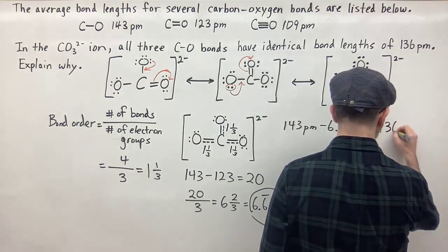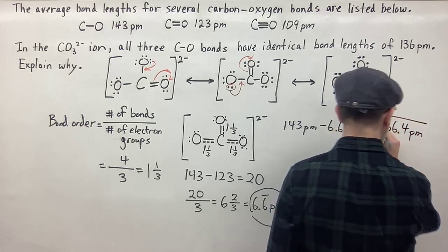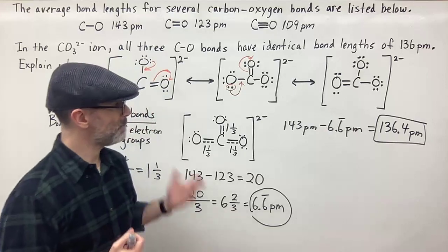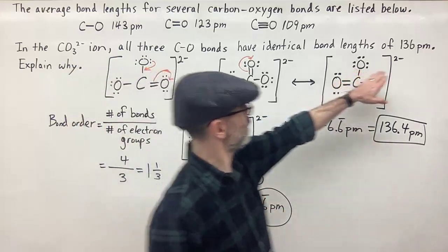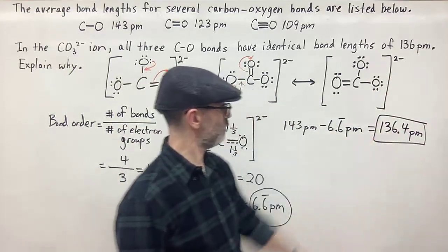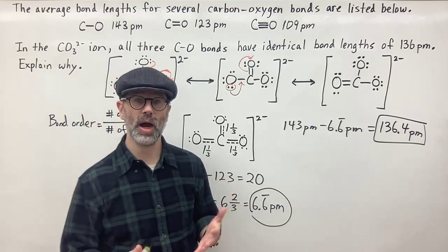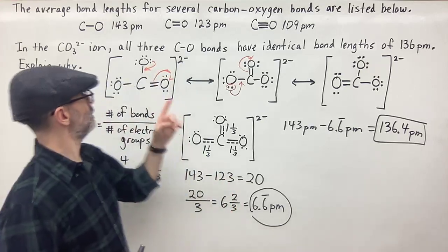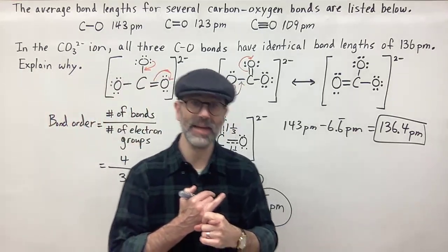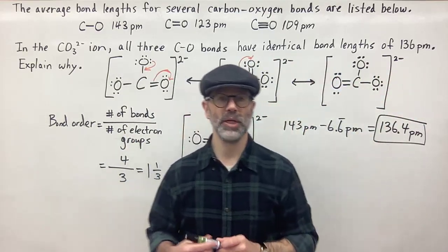So 136.4 picometers is what we end up with for the estimation of the bond length, which fits with what we're given here, rounded to 3 sig figs. And that, ladies and gentlemen, is how you can explain why all of the bonds in your carbonate ion are equal in length and why they are 136 picometers.